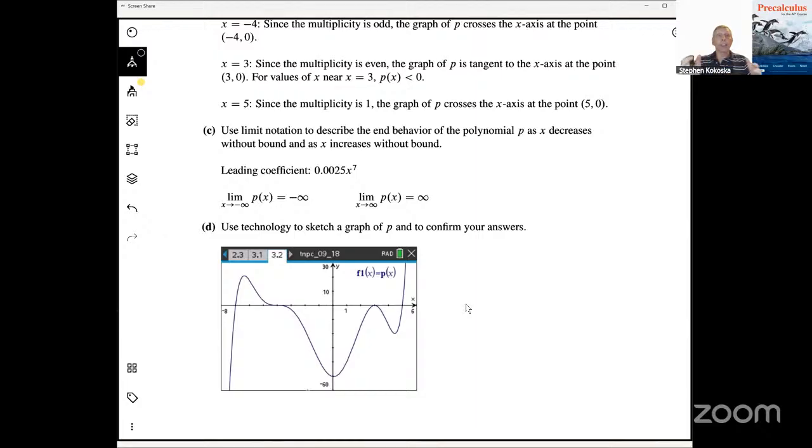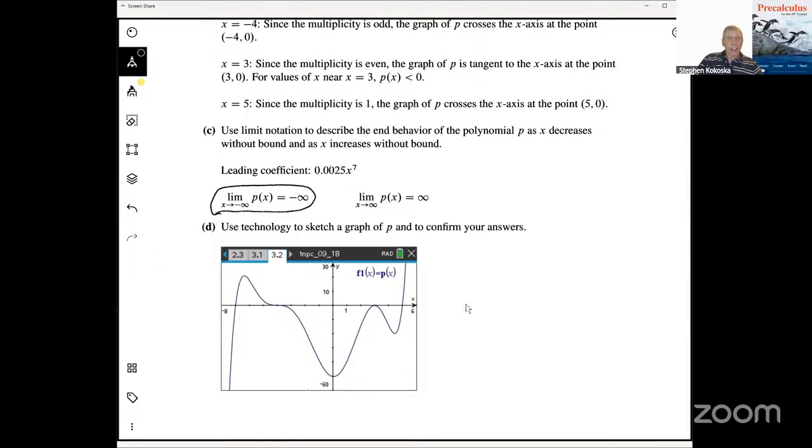So let's see, as x goes to minus infinity, as it decreases without bound, x to the 7th is going to be larger and larger negative, also multiplying by that positive 0.0025, still large negative. And this is the way that we write that in mathematical notation. The limit as x goes to minus infinity of p of x is minus infinity. Similarly, as x goes to plus infinity, p of x is increasing without bound, going to plus infinity.